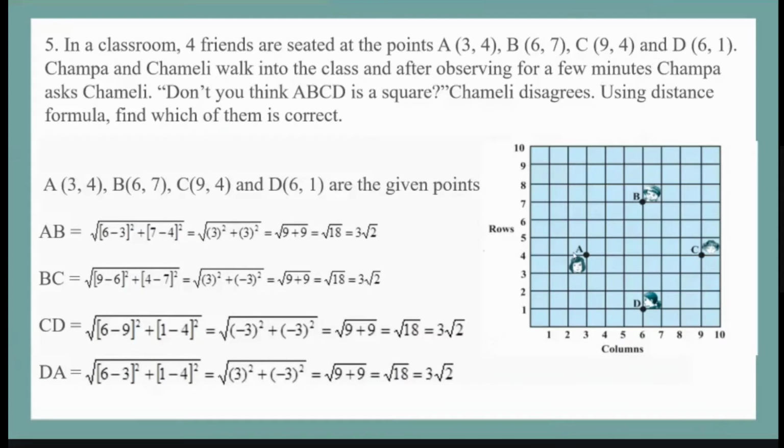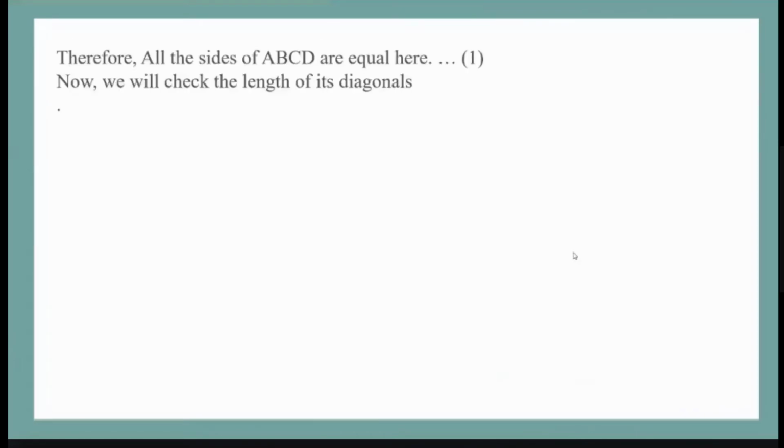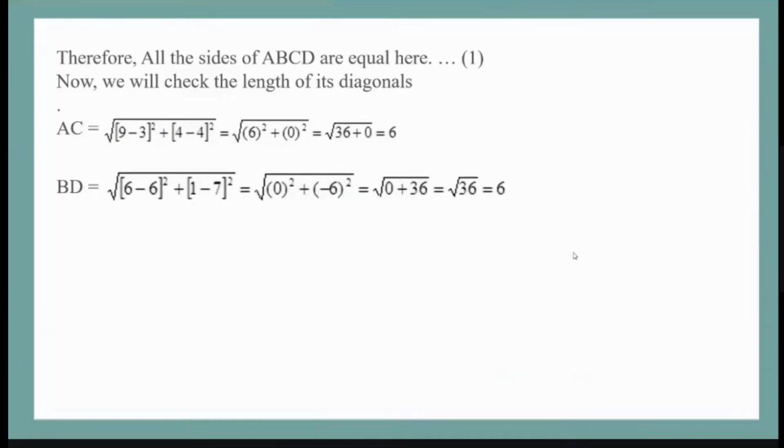Now, since all 4 of them are equal, it can be either a square or a rhombus. To check whether it's a square or a rhombus, I'll find out the length of the diagonals. The diagonal AC is how much? It is equal to 6 units. Diagonal BD will also come out to be equal to 6 units. Since AC is equal to BD, hence it is a square for sure.